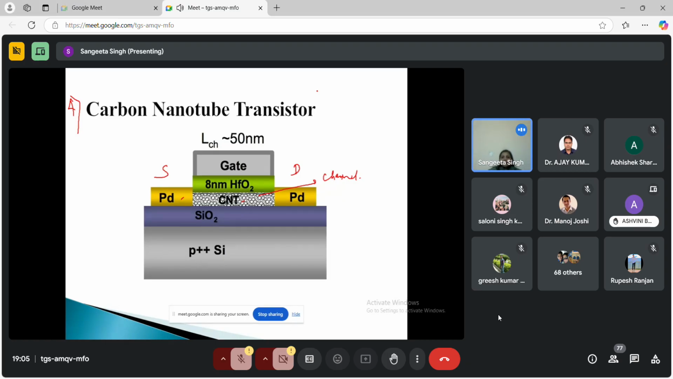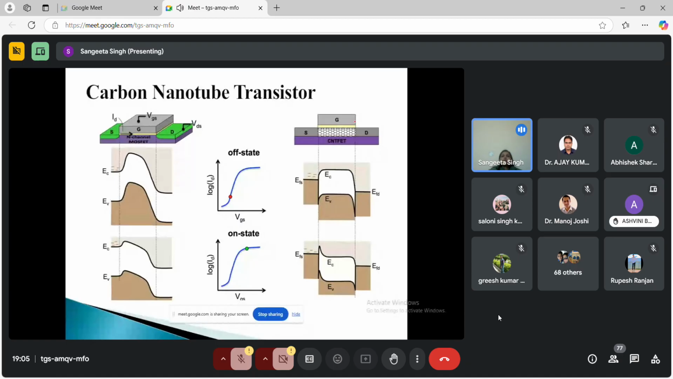And CNT is semiconducting. So this is metal, this is metal and this is semiconductor. And when there is a metal semiconductor interface, what do you call this junction? You call this junction a Schottky junction. And this Schottky junction will result in this kind of tunneling carbon nanotube transistor.